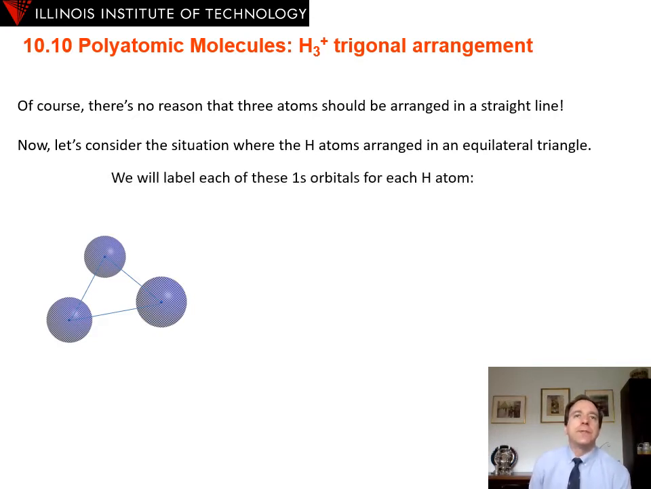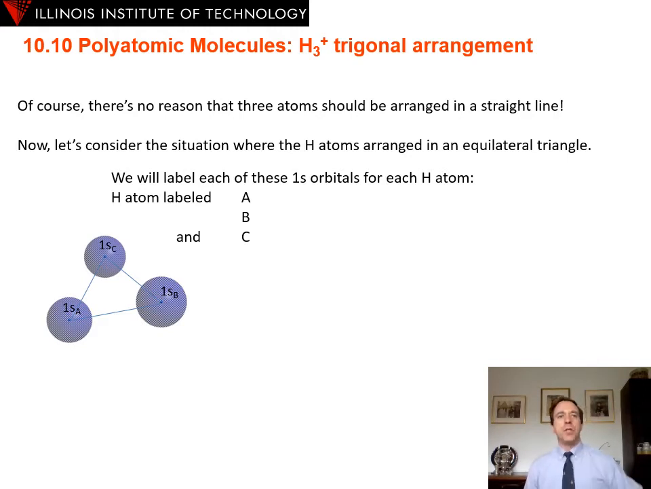Okay, so first we're going to label each of these. It's not as simple as labeling the other ones where we just went A, B, C right across the page. So here we're going to have hydrogen A will be the one that is sort of to the front and the left of the picture. Hydrogen B will be to the right in the middle there. And then hydrogen C is going to be that one at the top and toward the back. So these are the three hydrogen 1s orbitals in this orientation.